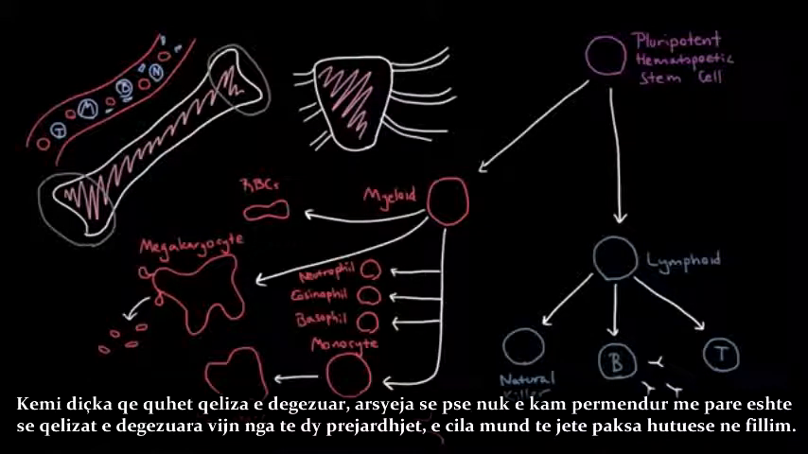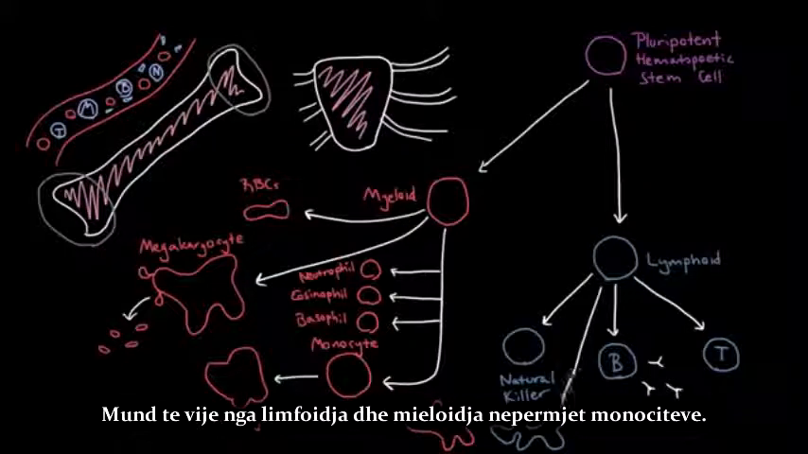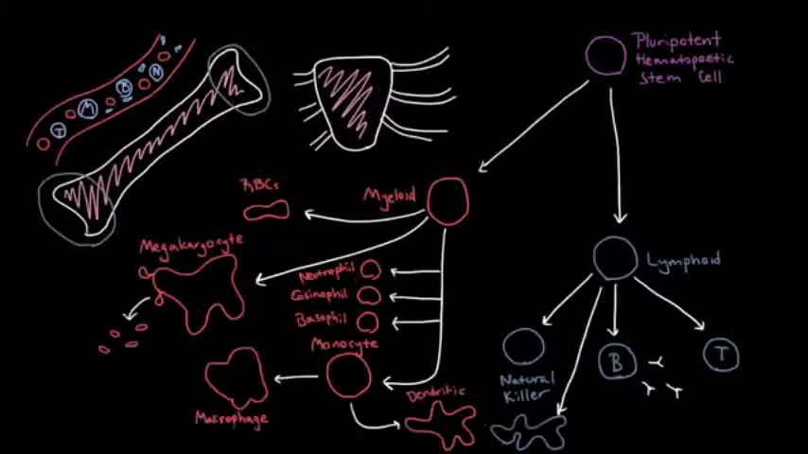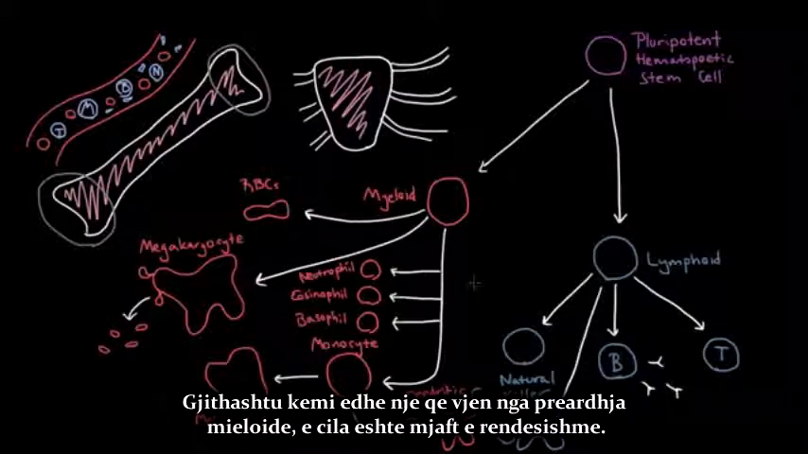We have something called a dendritic cell. And the reason I didn't mention it before is because the dendritic cells actually come from both sides, both lineages, which is confusing. So they can come from the lymphoid, and they can come from the myeloid by way of monocytes. So monocytes can become dendritic cells.